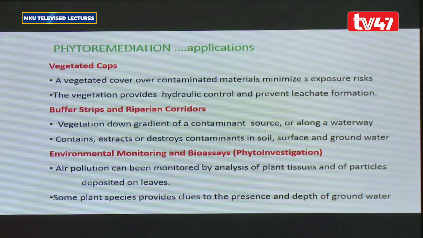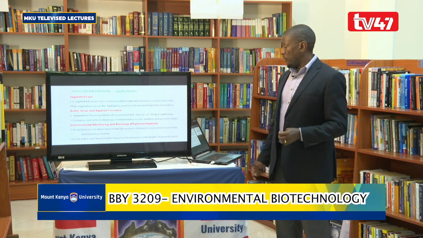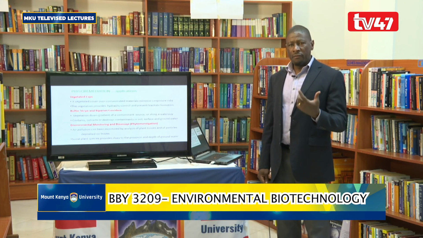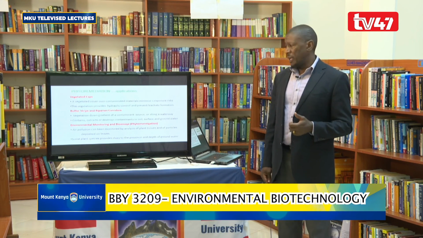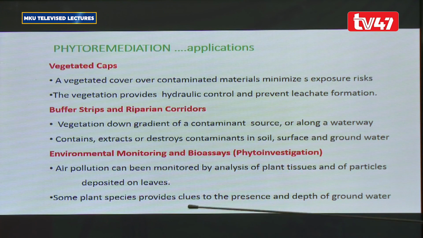Plants can be used for phyto investigation or for environmental monitoring, where we monitor air pollution by analyzing the tissues of the plant. If the plant is bioaccumulating, we can check the levels of certain contaminants in the environment by just analyzing the tissues of the plant. We can also have some plant species which give us clues to things like the presence or the depth of groundwater. Like I'd said, the presence of certain plants is an indication of something.